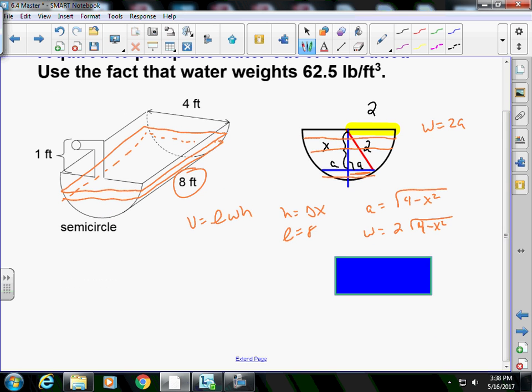So volume is equal to 8 times 2 times the square root of 4 minus x squared delta x. The mass, we're now in British, 62.5. So mass is equal to 62.5, because I need that, times 8 times 2 is 16, and the square root of 4 minus x squared delta x.